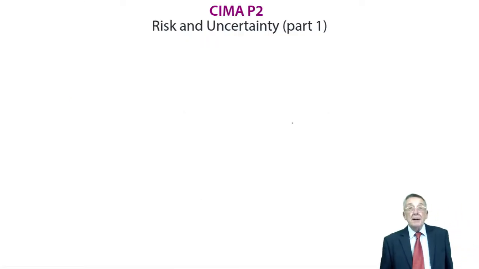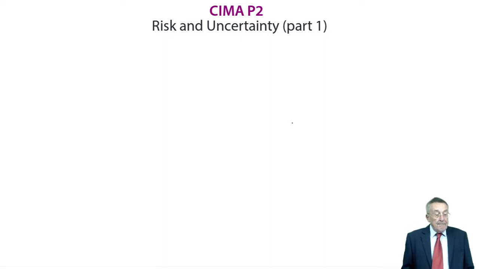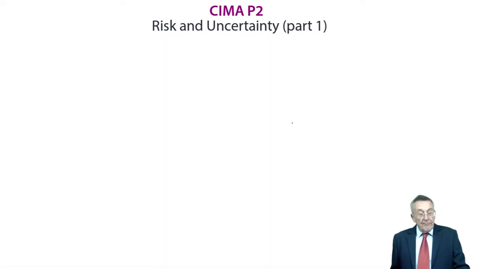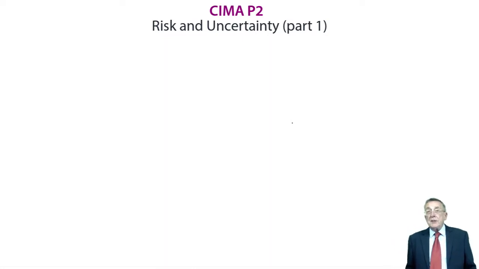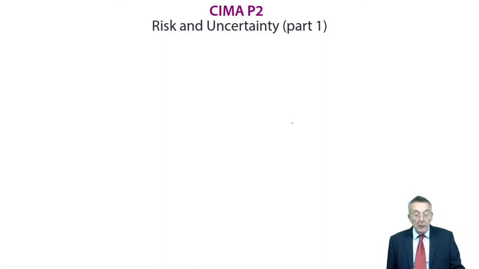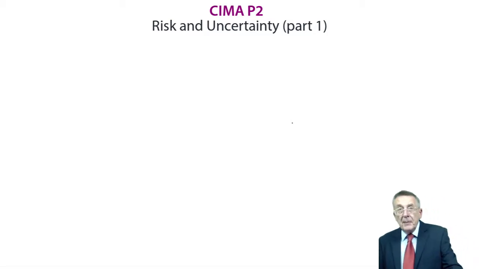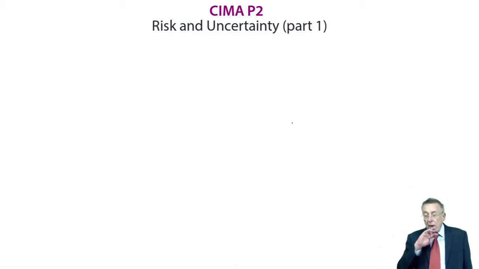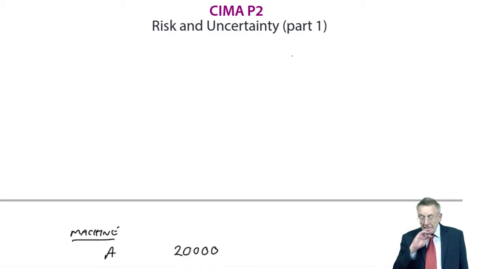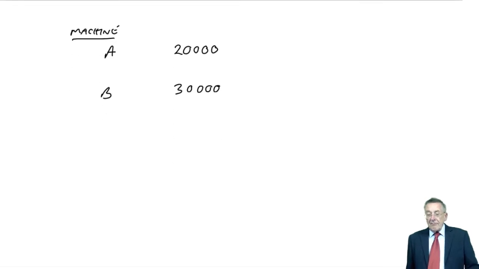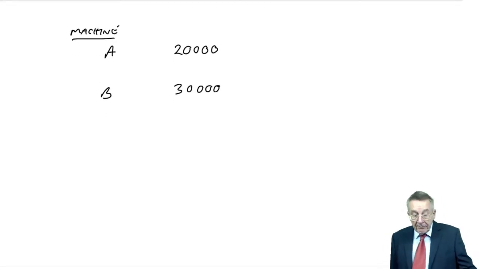Risk and uncertainty. And most of it, as you'll see, is decision making when there's risk and uncertainty. I'll explain the difference between risk and uncertainty in a moment. But because most of it is decision making, let me explain what the problem is. That's something I wrote up earlier.